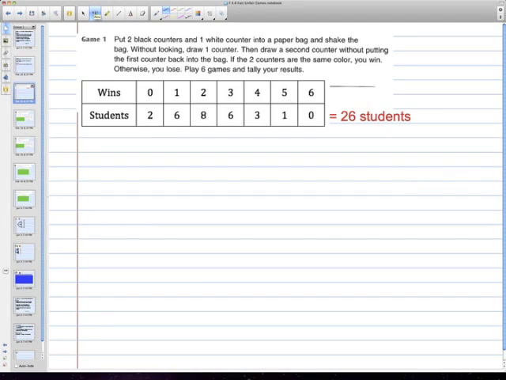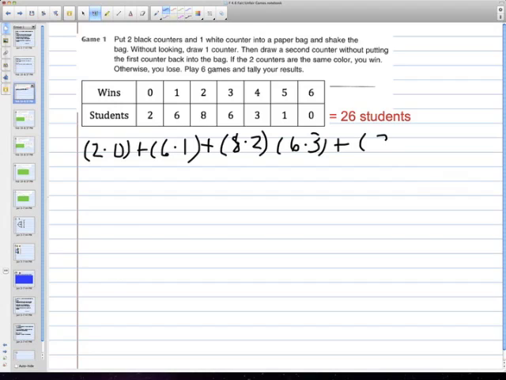So how we'll do that is take the students: 2 times 0, 0 wins, plus 6 students had 1 win in their game, 8 students had 2 wins in their game, and 6 students had 3 wins, and 3 students had 4 wins, 1 student had 5 wins, and no students had 6 wins. That gives us a total of 57 wins.